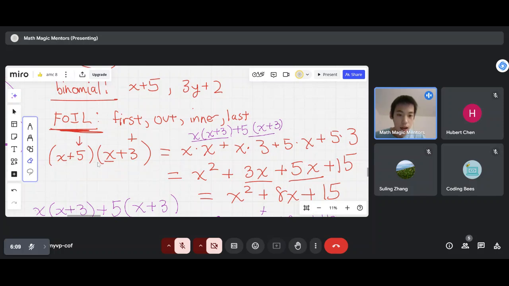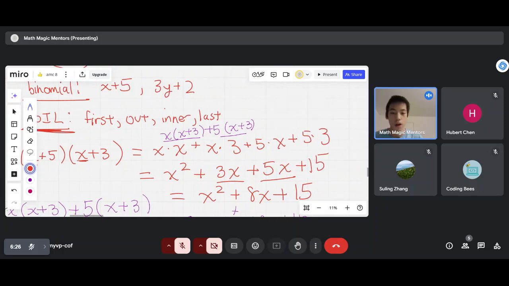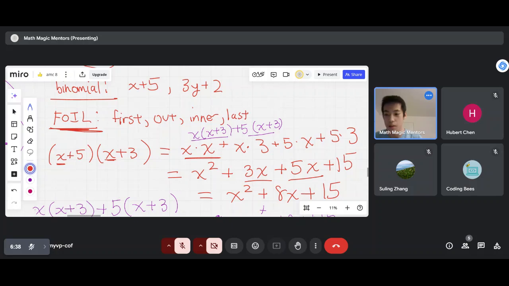So when you have the multiplication x plus 5 times x plus 3, you can first multiply the first terms of each expression. So the first terms are x and x. And that will give us a product of x squared, obviously, because x times x will just become x to the second power. And I just wrote it as x times x here so that you'll see what I mean when I expand out the product.